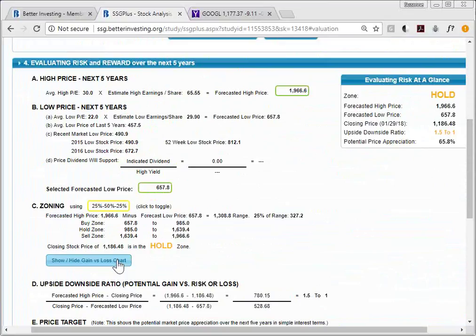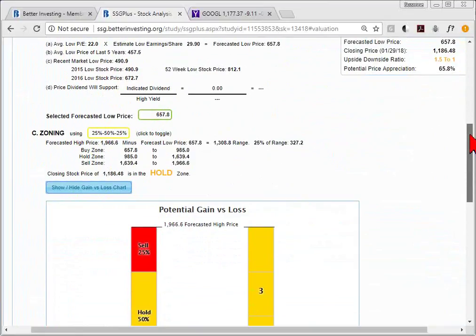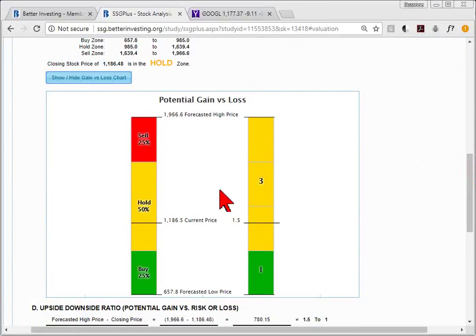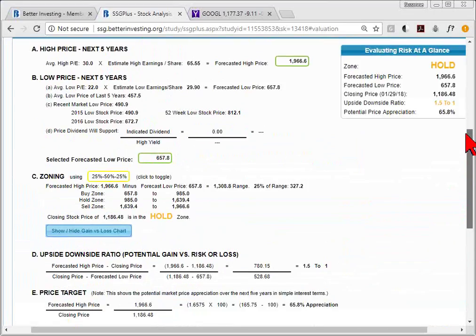And if I want to see what that looks like visually, I'm going to go to my zoning section here. So I have said break my zones up into 25, 50, and 25 zones, with the top and the bottom being the sell and buy respectively, and where does this price fit? So we're not halfway into the hold zone, but we're certainly beyond the buy zone for this stock at this price. This is represented in the yellow hold number.